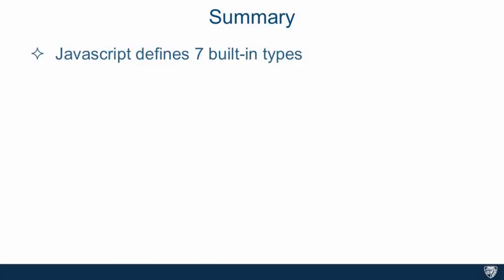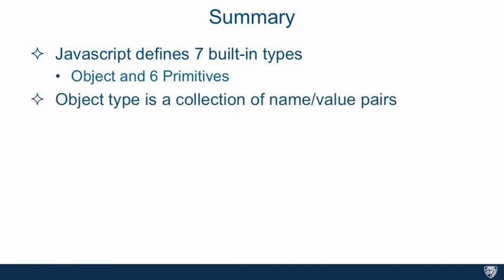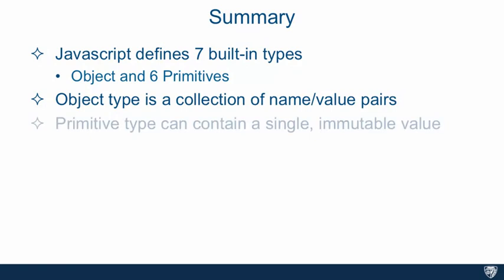So to summarize, JavaScript defines 7 built-in types, 1 object and 6 primitives. Now, an object type is a collection of name-value pairs. It is nothing more than that in JavaScript. A primitive type can only contain a single immutable value, and remember that immutable means that once you set it, it cannot be changed. You could create new values based on this value, but you cannot change the original value anymore.